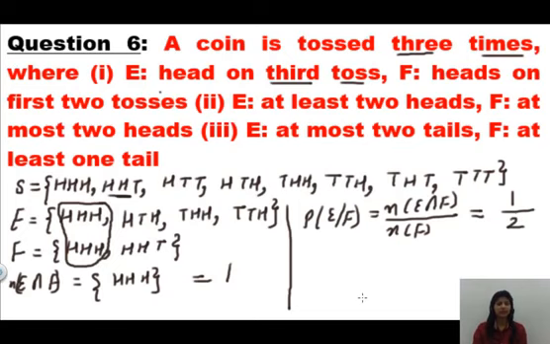I hope this is quite clear to everyone. We have to write the sample space, then the outcomes favorable to event E and to event F. Then we have to count the number of elements in E intersection F and place the values in the formula. That's all you need to do to solve conditional probability questions. So let us move to the second part of it.